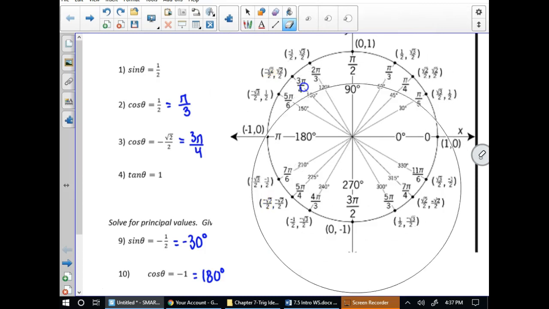If you're finding principal values, you will never give an answer from the third quadrant. And if you give an answer from the fourth quadrant, you're going to use negative values. First quadrant is always a possibility. Second quadrant is only a possibility for cosine.